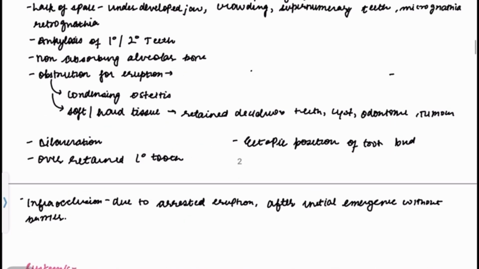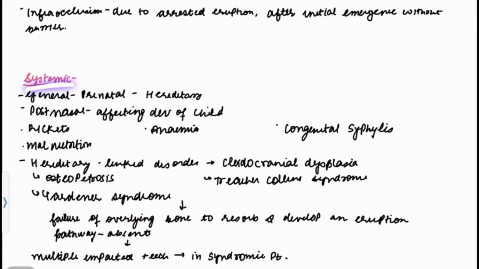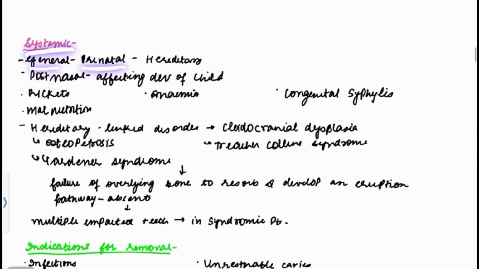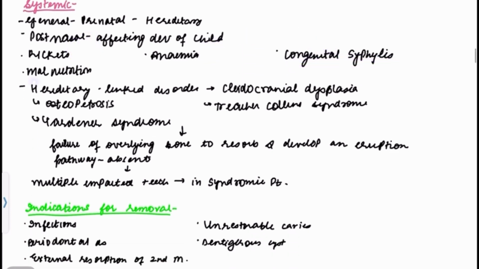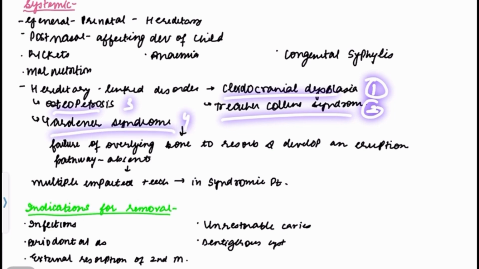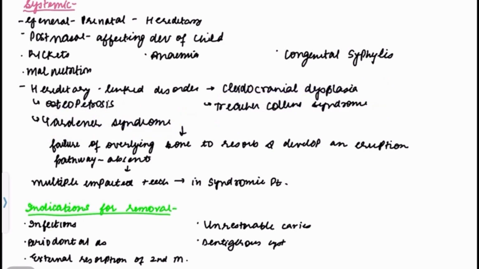Now let's see the systemic causes. Systemic causes can be general, prenatal, hereditary causes. Second can be postnatal, that is, affecting the development of the child. For example, rickets, anemia, and congenital syphilis. Then malnutrition. Then there are many hereditary linked disorders, for example, cleidocranial dysplasia, trichorhinophalangeal syndrome, osteopetrosis, and Gardner syndrome. So, multiple impacted teeth are usually associated with syndromic patients.